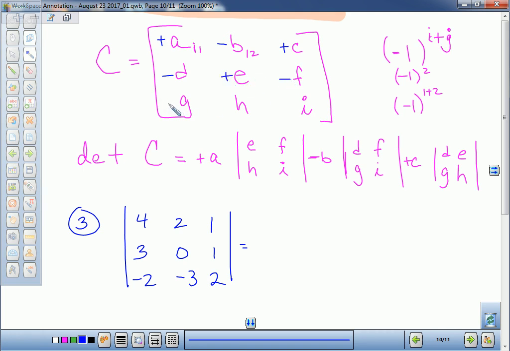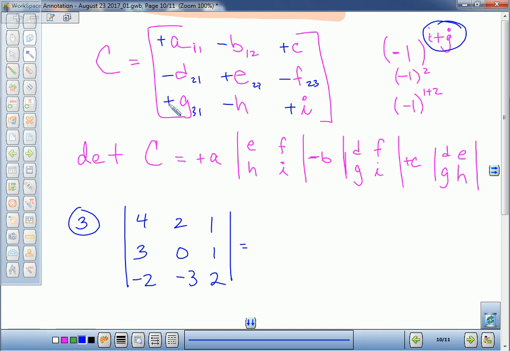Okay? It's always going to be -1 to the I plus J. And that's what your coefficient is. -1 to the I plus J. IJ represents the position, row column. So this is 2, 1, right? This is 2, 2. This is 2, 3. So -1 to the 5th, that's why that's negative.